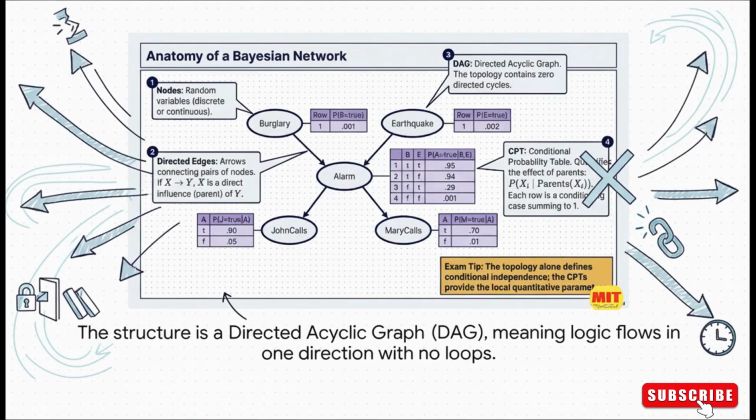And when you put it all together, the whole structure is a directed acyclic graph, or a DAG. Now, the most important word there is acyclic. It just means there are no loops. You can't have the alarm causing a burglary that then causes the alarm again. That makes no sense, right? This keeps the logic clean, flowing in one direction, from cause to effect.